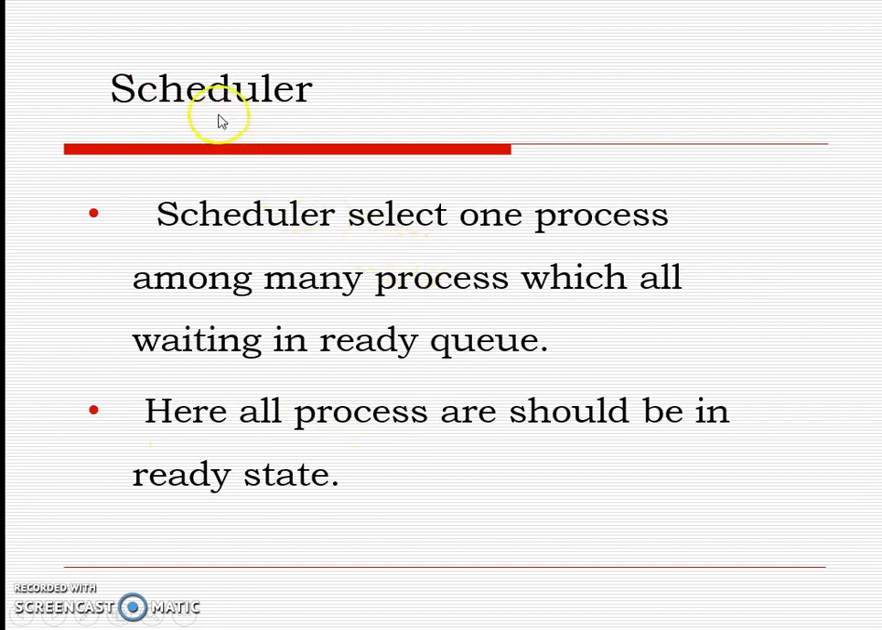Scheduler. The task of the scheduler is to select one process among many processes which are in the ready queue. Here, the process should be in ready state. Then only the scheduler can select one process to execute. So the main task of the scheduler is to select one process among many processes which are in waiting state.